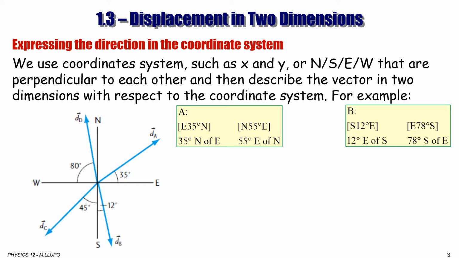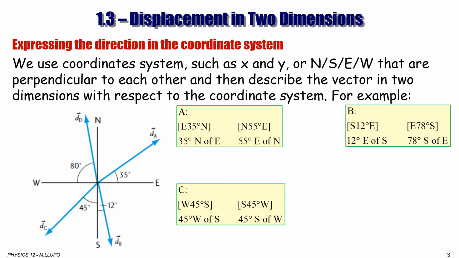For example, vector B. Vector B starts from south, 12 degree. So we can write it south, 12 degree toward east. However, what if we start from east? So it's 90 degree minus 12, which is 78. So we can say east, 78 degree toward south. Or 12 degree east of south, or 78 degree south of east.